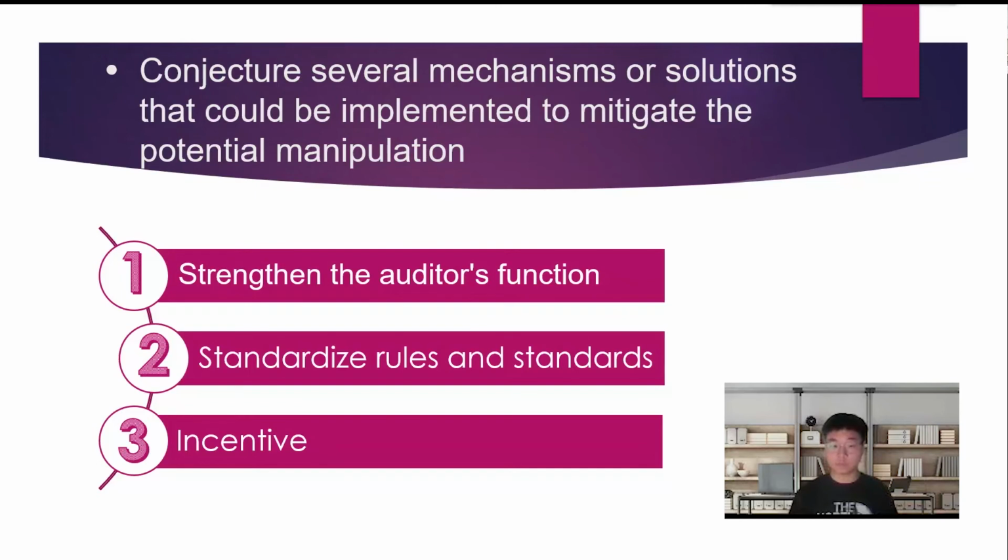In conclusion, there are several mechanisms like strengthening the auditor's function, standardizing rules and standards, or some incentives that help mitigate potential manipulation, while different solutions need to be used according to different situations. That is all for my presentation, and Jackson will continue with the next one. Thank you for listening.